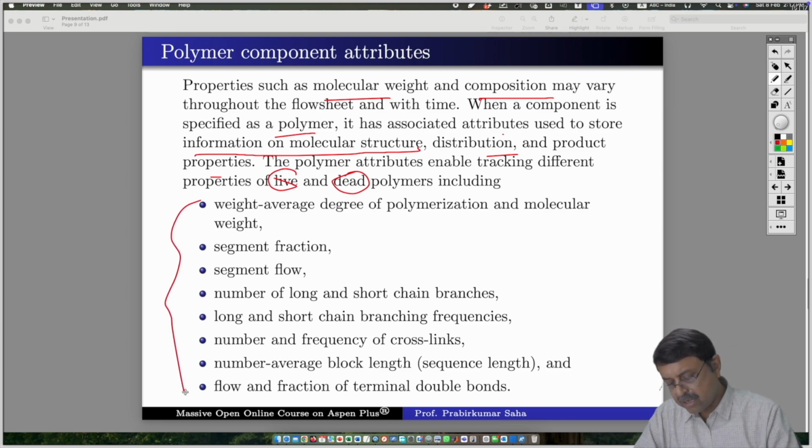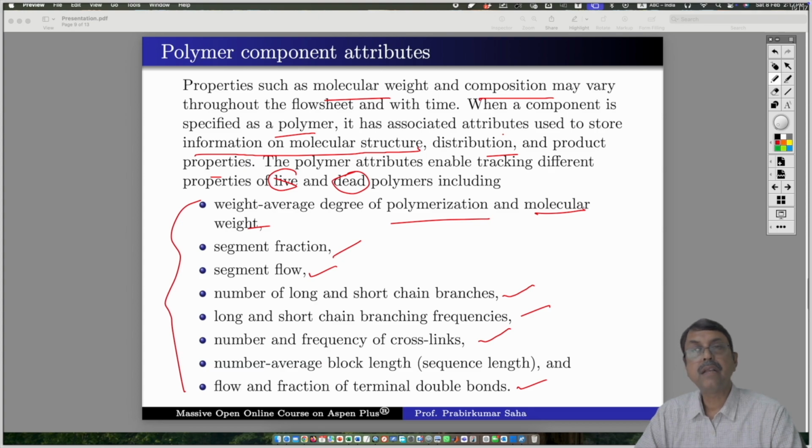So these are the attributes we will come across: weight average degree of polymerization and molecular weight, segment fraction, segment flow, number of long and short chain branches, long and short chain branching frequencies, number and frequency of crosslinks, number average block lengths, that is sequence length, and flow and fraction of terminal bonds. Terminal bonds means where the polymer reaction ends, the chain ends.